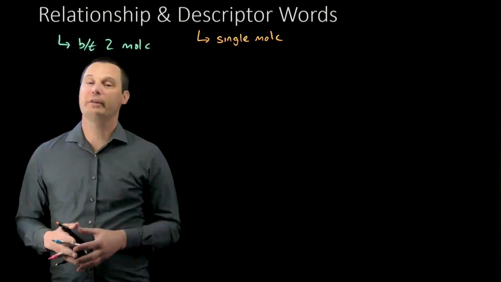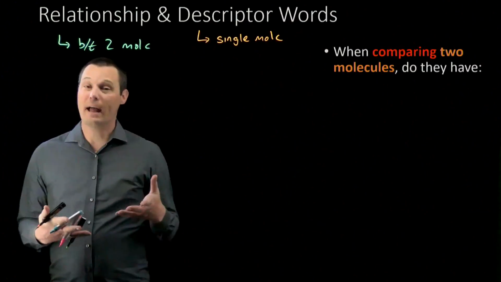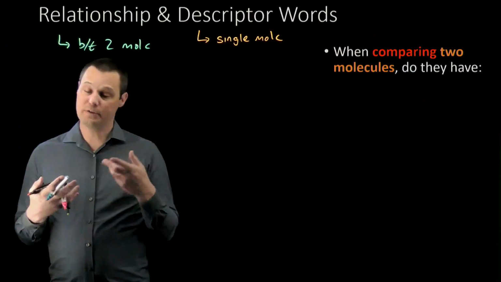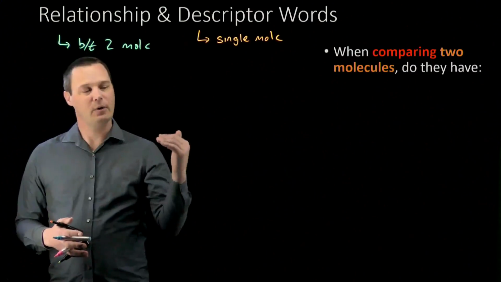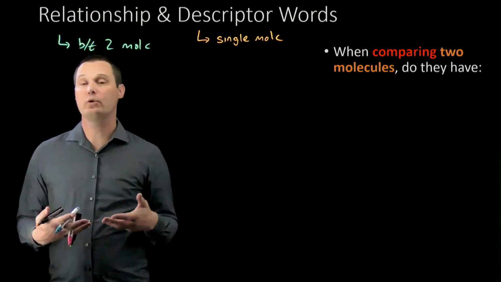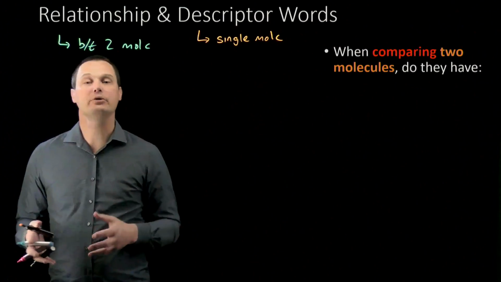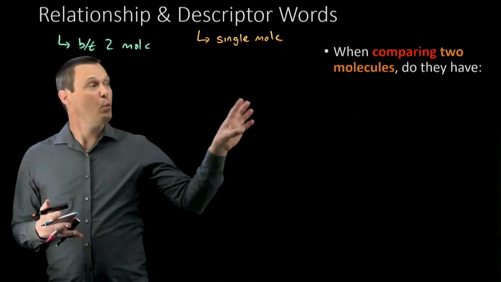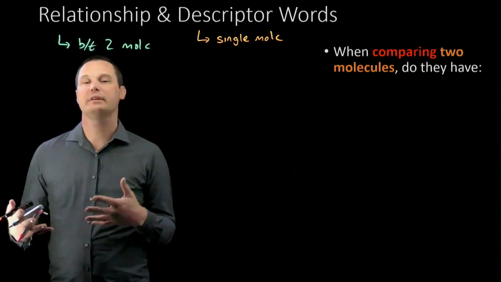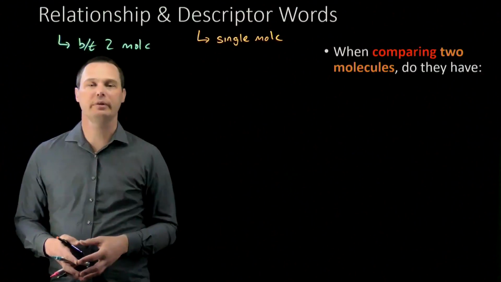Let's start with just the relationship words. As you get better at this topic, you'll be able to look at molecules and see the relationship word more quickly. But as we're just starting out, I have a hierarchy of questions that you can go through in order to figure out the correct relationship term between two different molecules. Again, we're comparing two different molecules for relationship words, but when we compare those two molecules, we look for these differences, and the differences will tell us which relationship word to use.